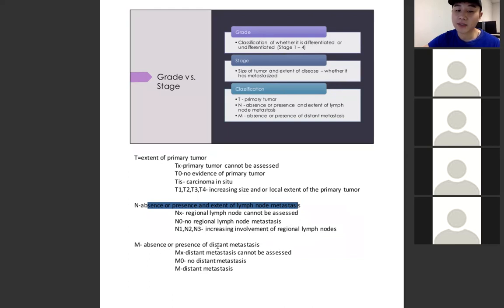M is the absence or presence of distant metastasis. MX means distant metastasis cannot be assessed. M0 means no distant metastasis, and M1 is distant metastasis. Metastasis means it spread to other places of the body. Okay. And carcinoma in situ is cancer that stays and remains at the area where it first originally developed.